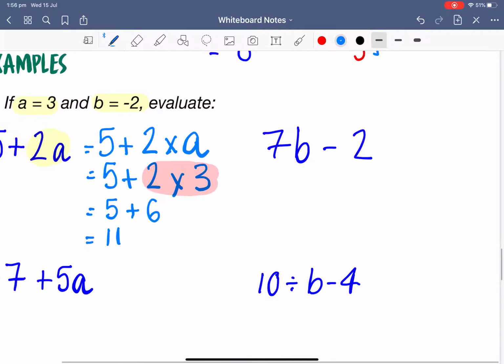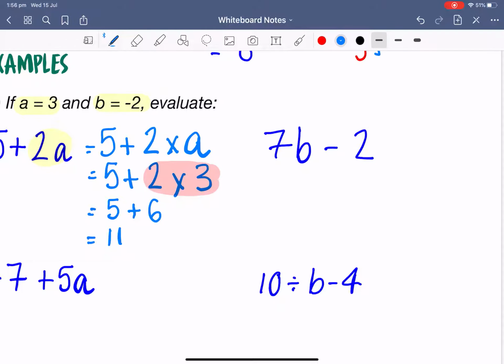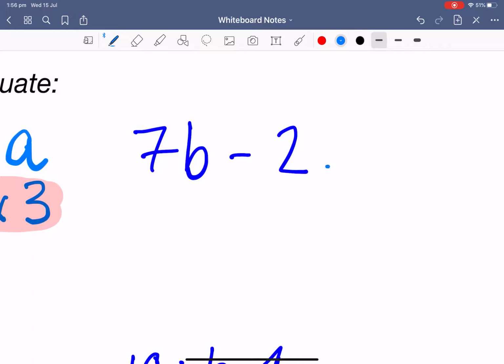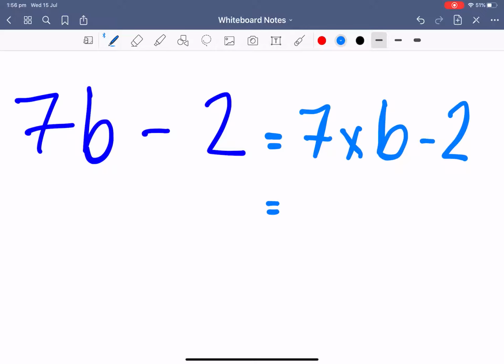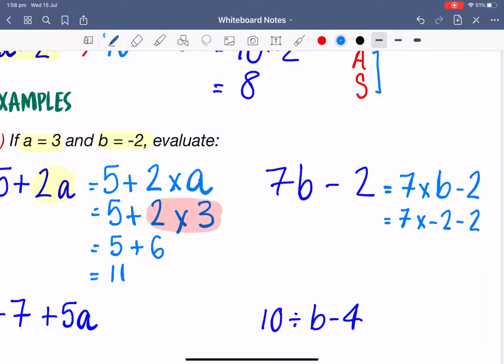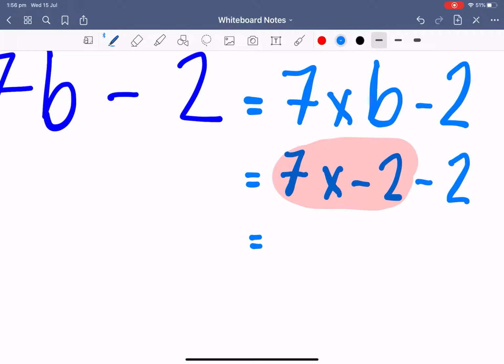Let's move on to the next one. So 7b, take 2. So remember, when we have 7b, it's the same as 7 times b, take 2. Now b, it tells us, is -2. So let's just write that out. 7 times -2, take 2. Again, we need to apply BODMAS here. And we need to first do our multiplication before we can do our subtraction. So 7 times -2. When we have a negative and a positive, it gives us a negative value.